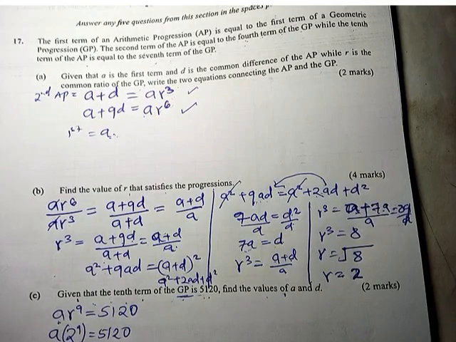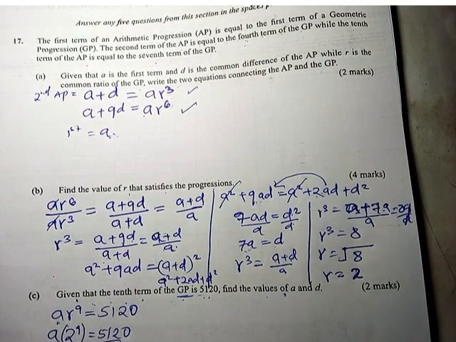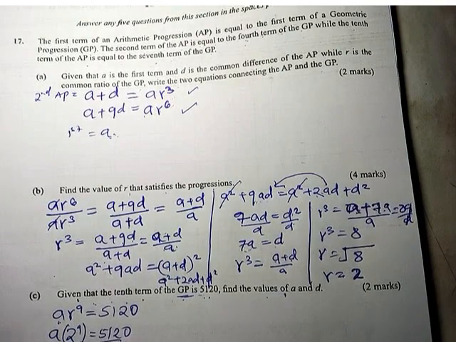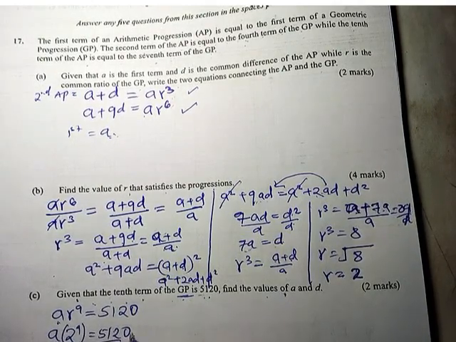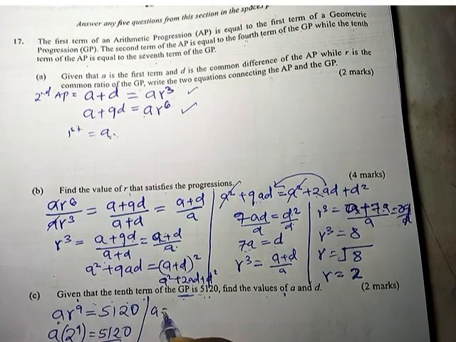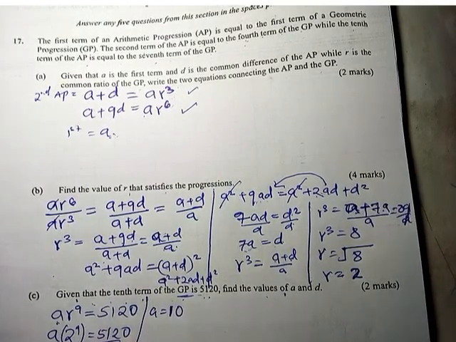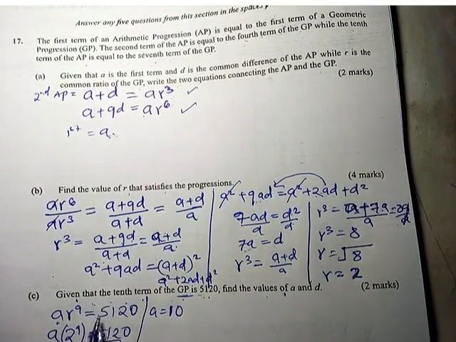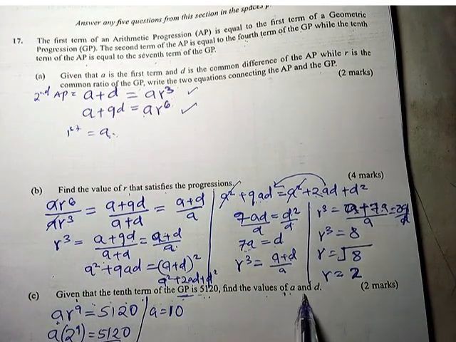So we divide by 2 raised to power 9. So A is equal to 5120 divided by 512. So A is equal to 10. So, given the term, we find the values of A and D.